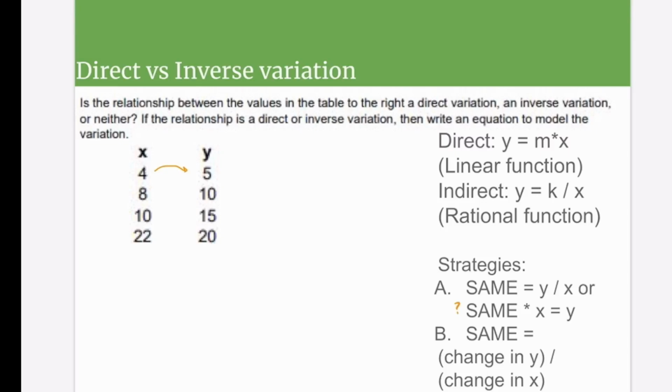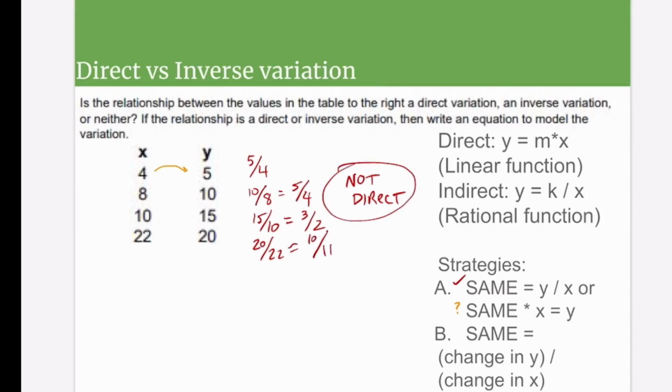So we could do the y divided by x, right? That first part, 5 over 4. The second line is 10 over 8, which simplifies to 5 over 4 when you divide by 2. The next one is 15 over 10, which simplifies to 3 halves. So I already know this is not going to be direct, because these are not going to be the same values. And then 20 divided by 22 is 10/11. So it's definitely not going to be direct variation.